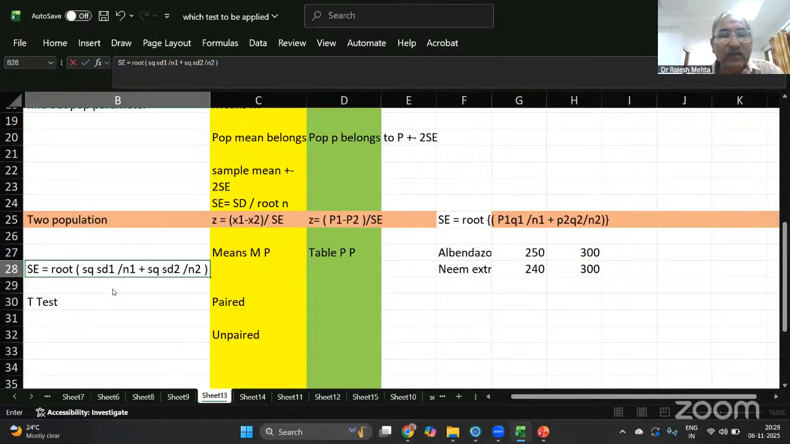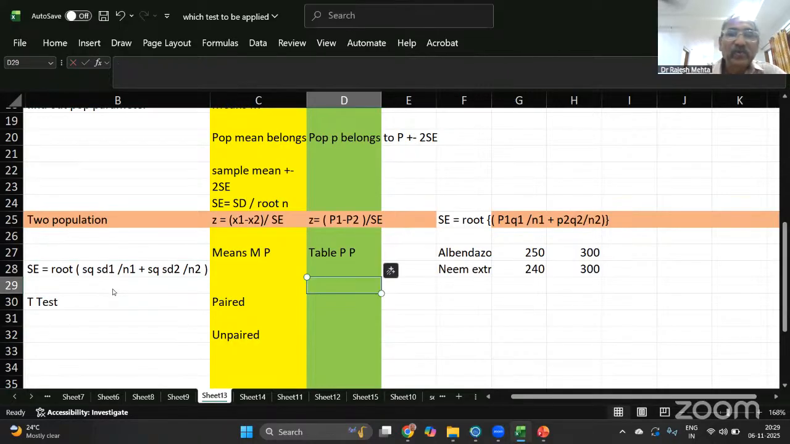That will give you, and root of that, that will give the standard error of difference between two means. This is how you can find out whether the two populations significantly differ from each other or not. You need to find out Z. X1 and X2, two sample means you have. You divide by the standard error. If Z is more than 2, P is less than 0.05 and it is significantly different.